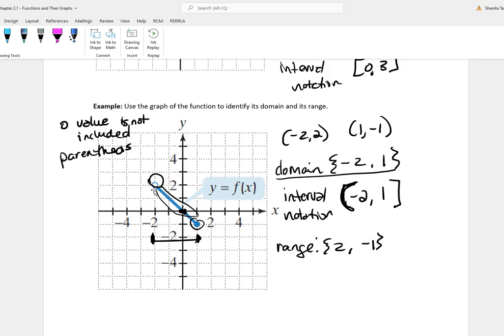So now if we look at the range, remember you look at the y outputs. Okay, so if we look at the interval notation for this, the y will go from here up to here, from this point here to this point here. All right, so it looks like it goes from -1, which is included, so we're going to put a bracket, all the way up to 2, which is not included. Okay, so it goes from here to here.